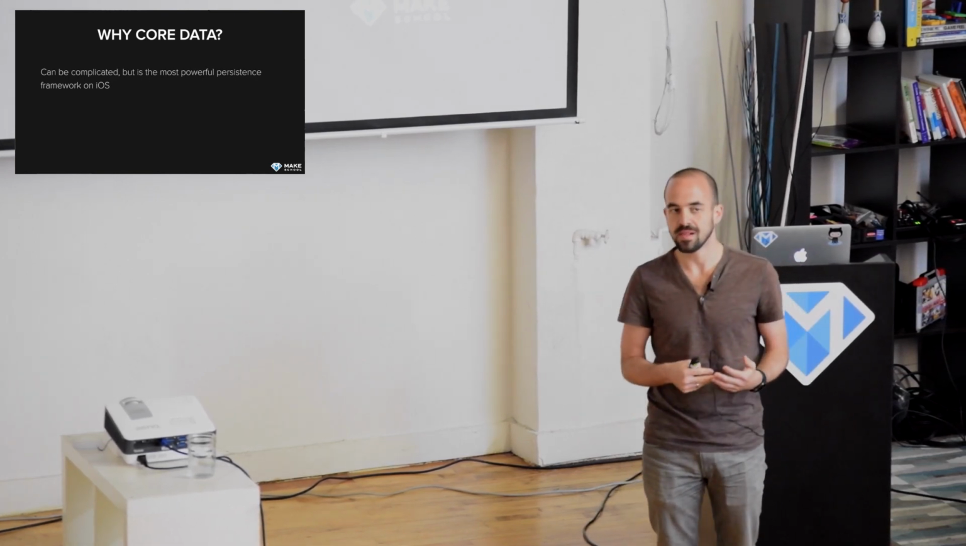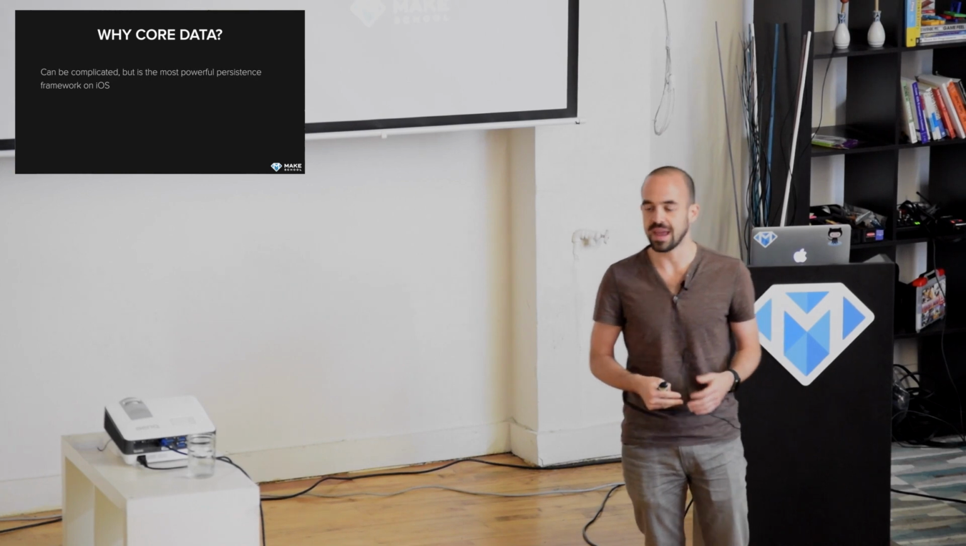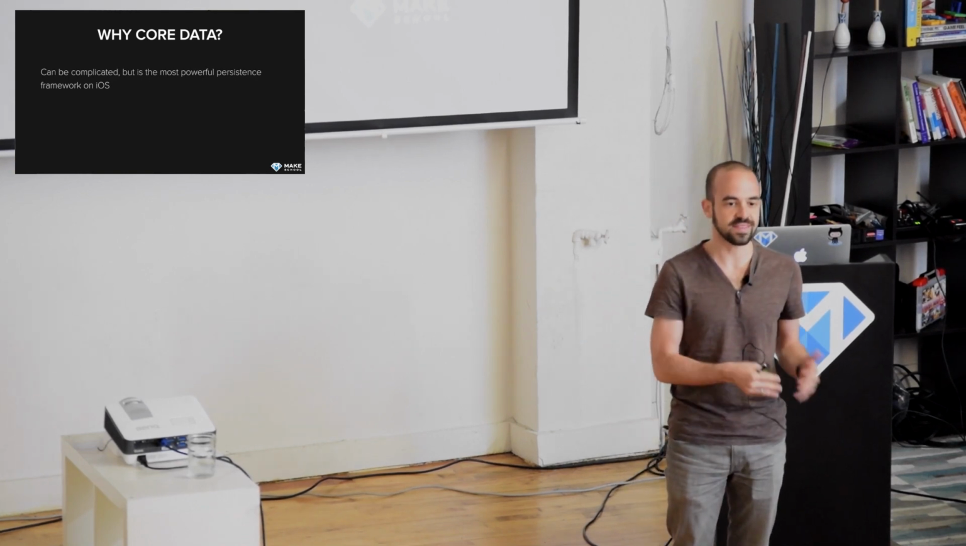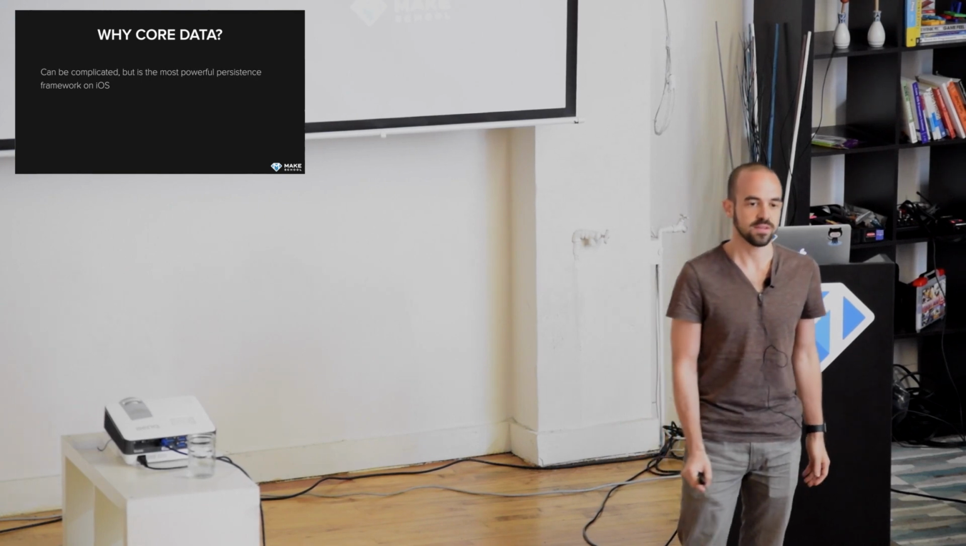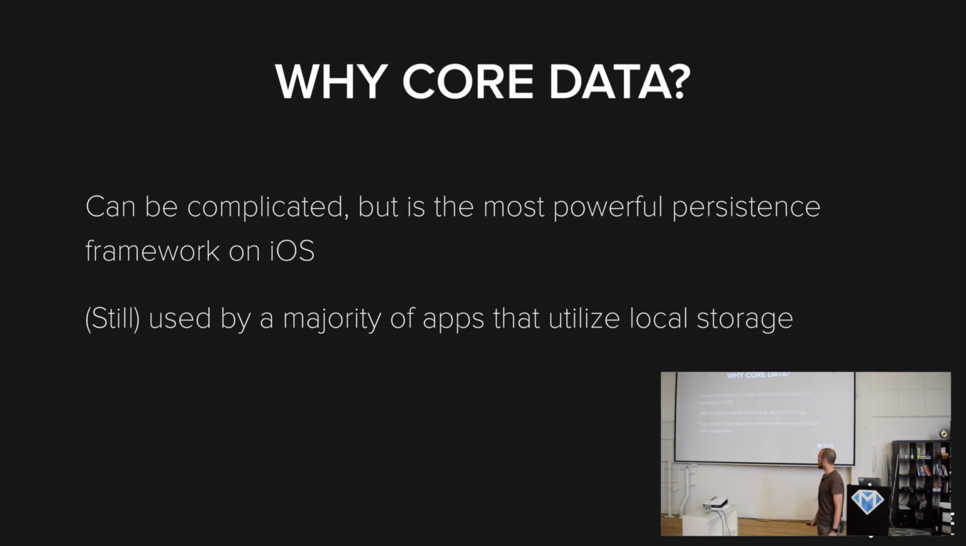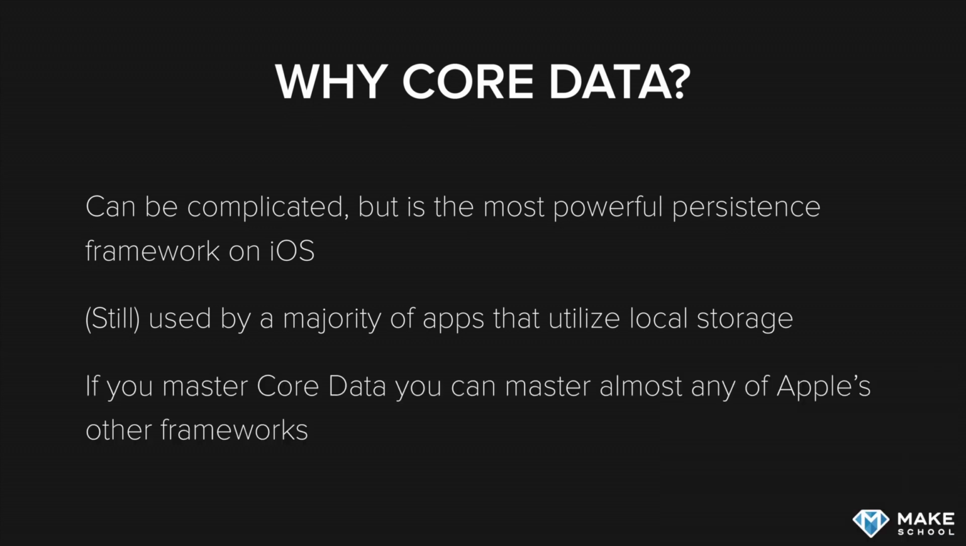But Realm, for example, last time I checked, didn't really have migration features, and a lot of the features that are available in Core Data are not existing in third-party libraries yet. So at this point, Core Data is still the most powerful one. It's still used by a ton of apps, so if you work in an existing code base, you most likely have to deal with it. And it's also kind of that black belt framework that you can learn how to use.